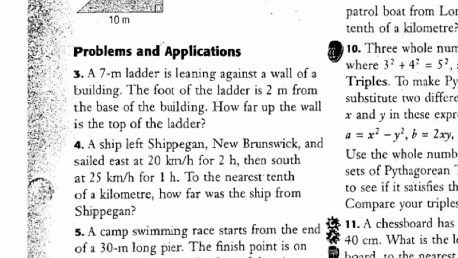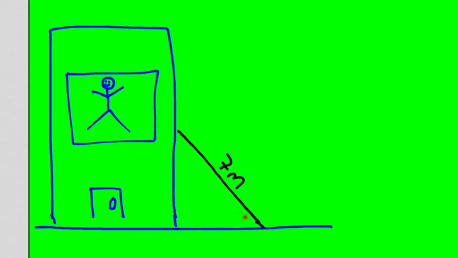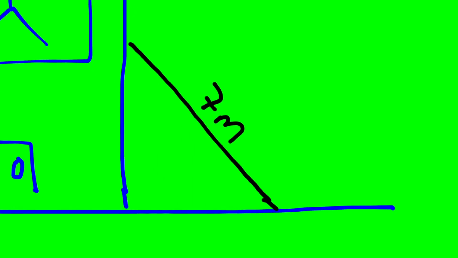Okay, and the problem says the foot of the ladder is 2 meters from the base of the building. Well, when I think of the foot of the ladder, I think of the bottom. You better make sure this ladder's against the ground. So there's the foot of the ladder, and it's saying the foot of the ladder is 2 meters from the base of the building. So that distance from there to there is 2 meters.